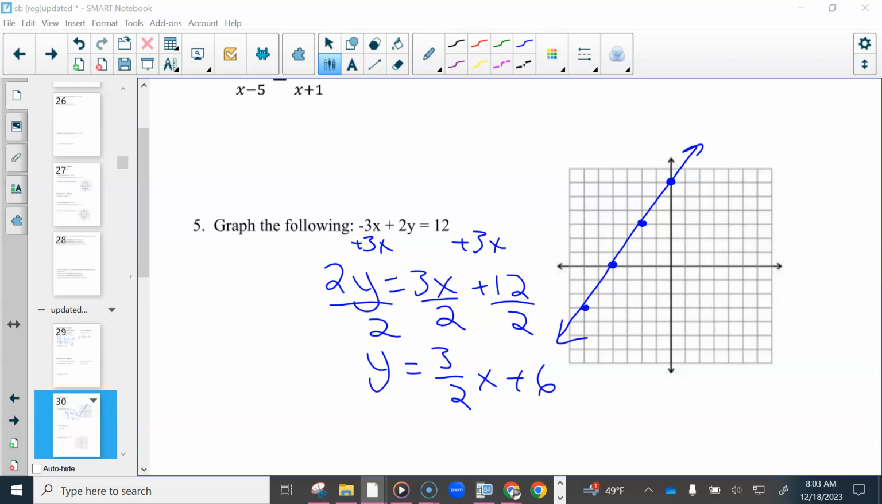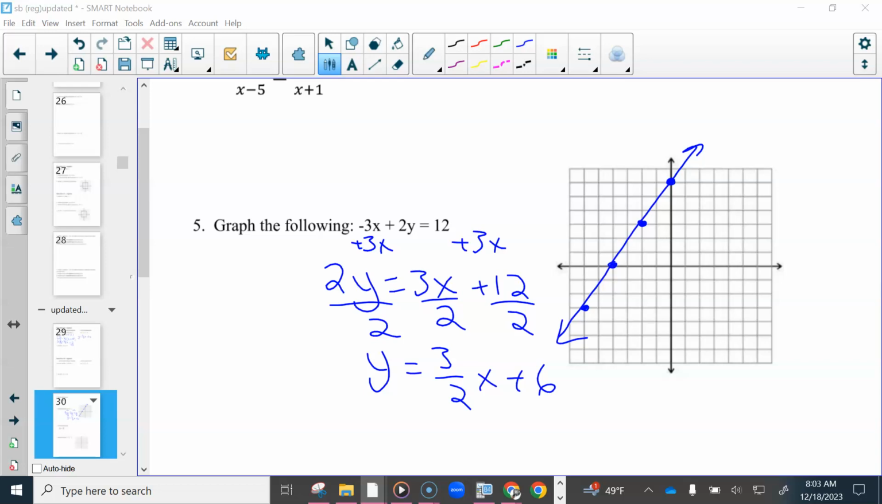You also need to be able to determine if something is direct based on the graph. So if it has a k value that's constant at every single point, and it goes through the origin, it's direct. Would 14 be direct? Yes. What is the k value? 3 over 2.